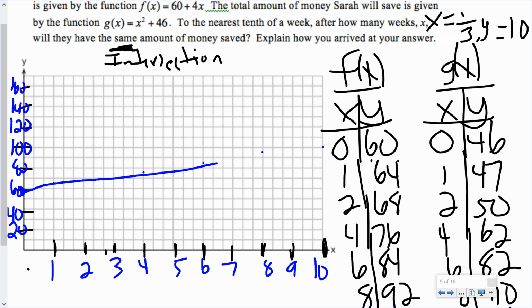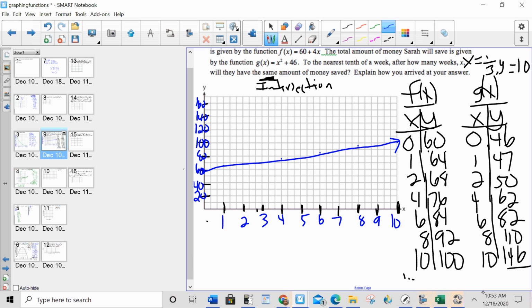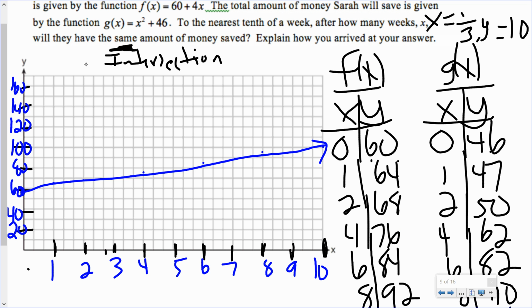You draw the line. Now I'm going to use a different color for the other graph. 0, 46 is a little bit more than 40. 1, 47 is just a little bit more than that. 2, 50. That's my first nice point. It's actually where it's supposed to be.